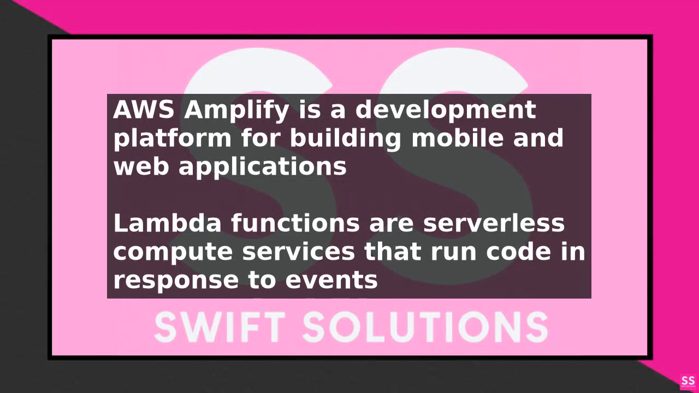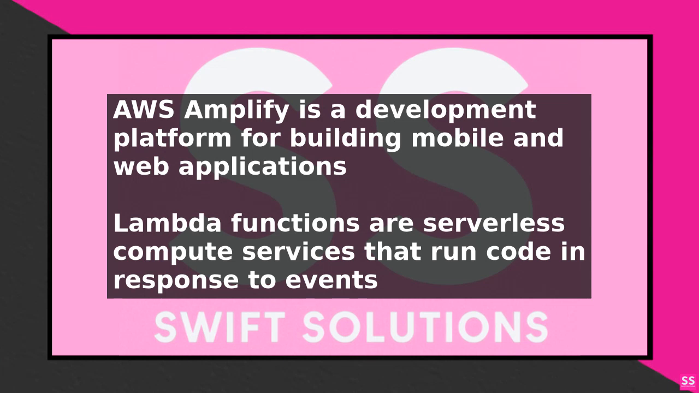Monitoring AWS Amplify Lambda functions is crucial to ensure they are running smoothly and efficiently. To start, you need to understand what AWS Amplify and Lambda functions are. AWS Amplify is a development platform that helps you build, deploy, and manage scalable mobile and web applications, while Lambda functions are serverless compute services that run your code in response to events.